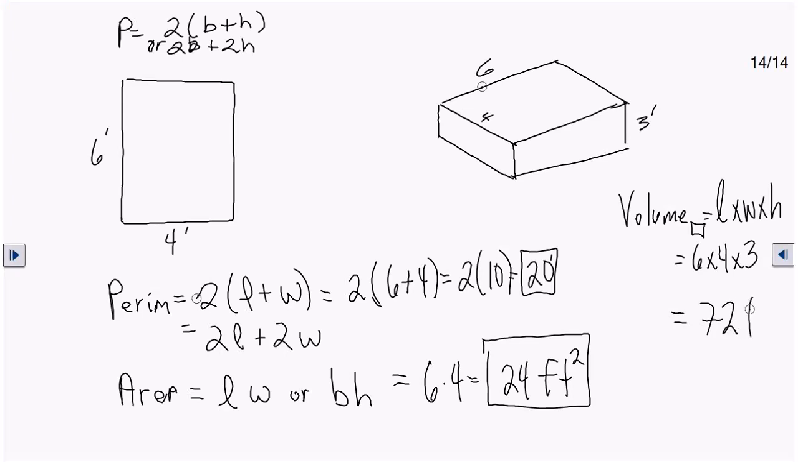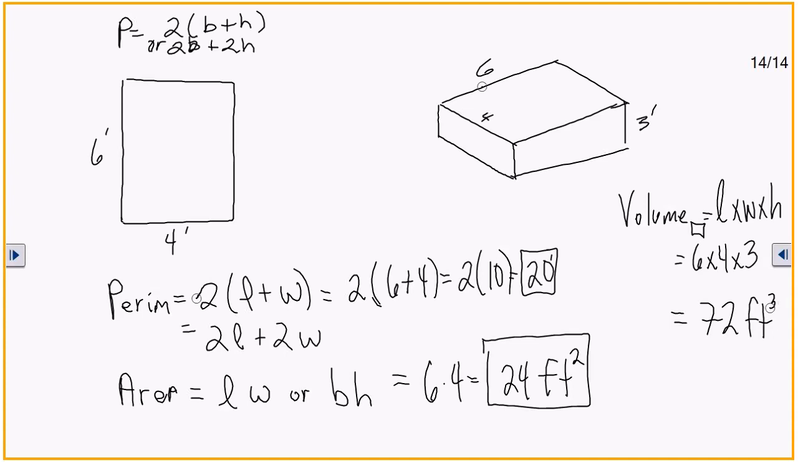And that's cubic feet. So if I wanted to know how much water this would hold, it's going to hold 72 cubic feet of water.